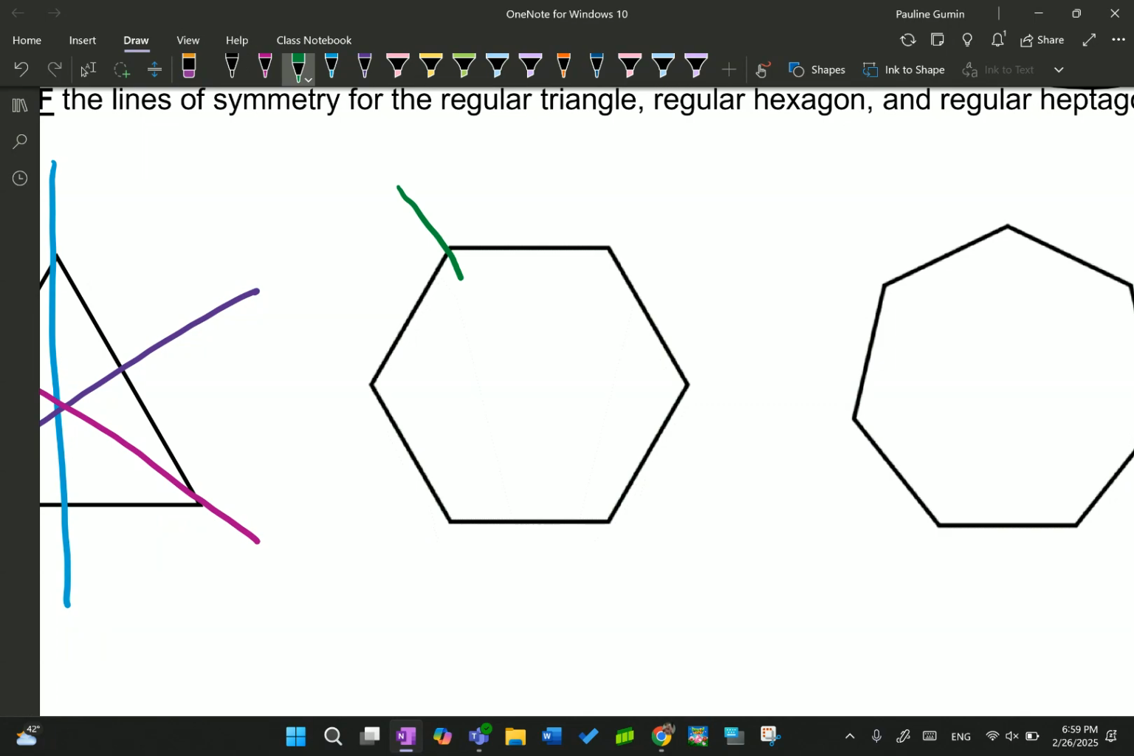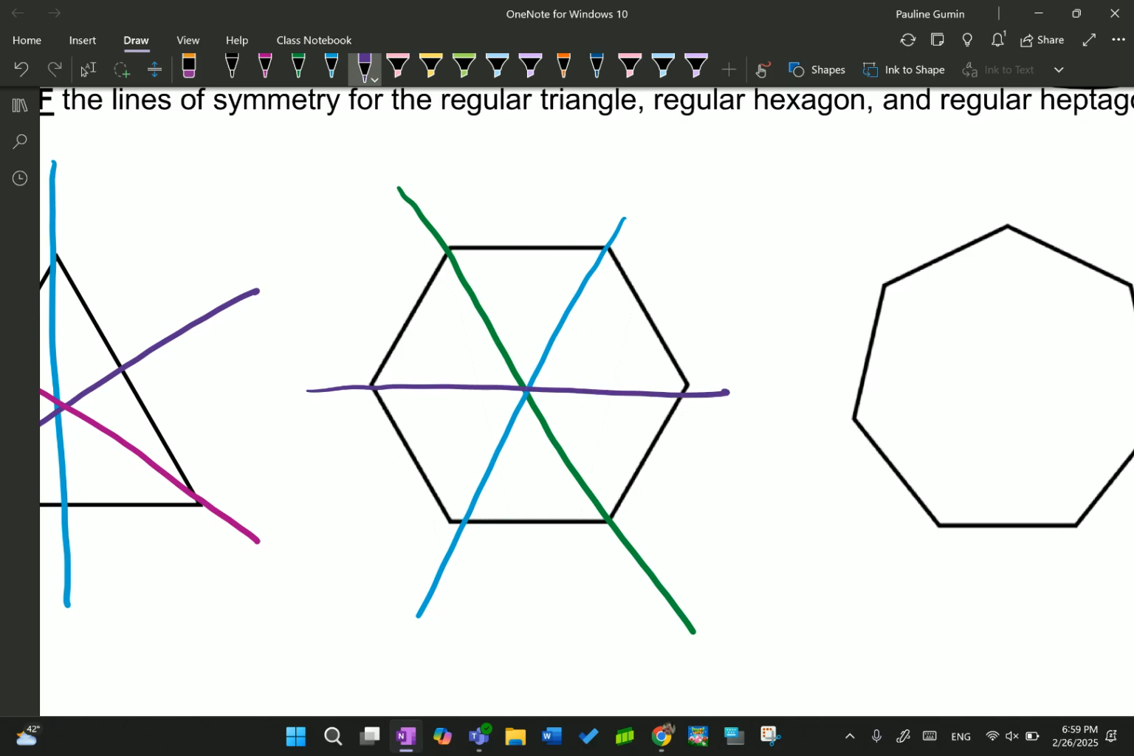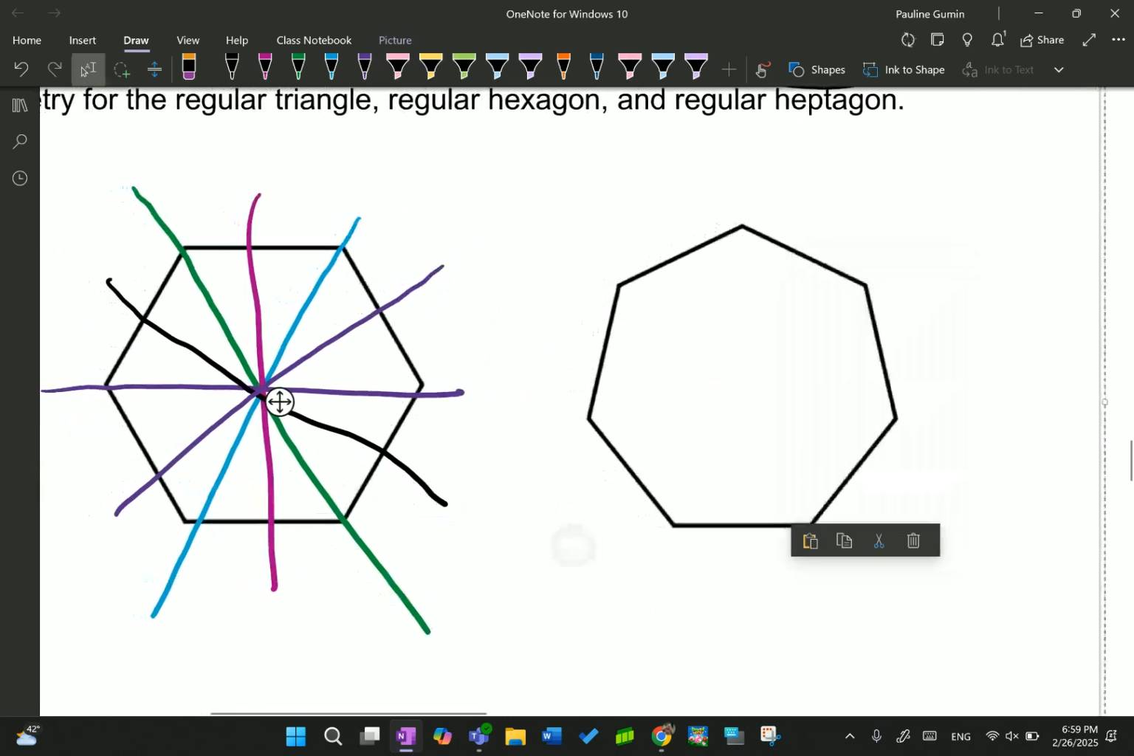First, definitely through the points. 1, 2, and 3. And then we can go through the flat parts. 1, 2, oops, 2, and let's reuse purple, 3. 6 lines. This is a heptagon, 7 sides. We'll have 7 lines. Let's go for it.